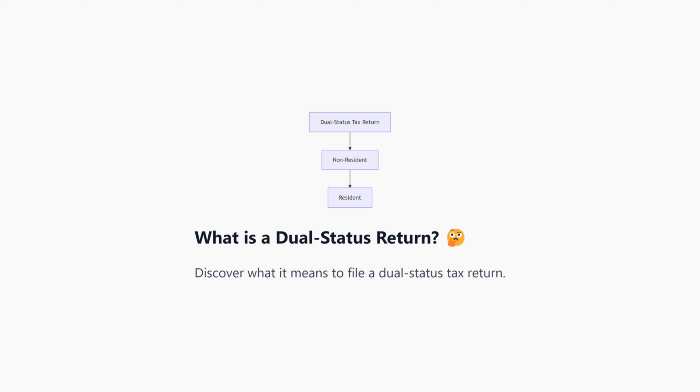A dual status tax return applies to individuals considered both a non-resident and a resident of the U.S. during the same tax year. This situation often occurs for individuals who obtain U.S. residency, like a green card, partway through the year.